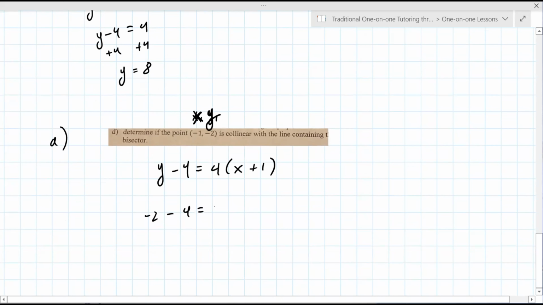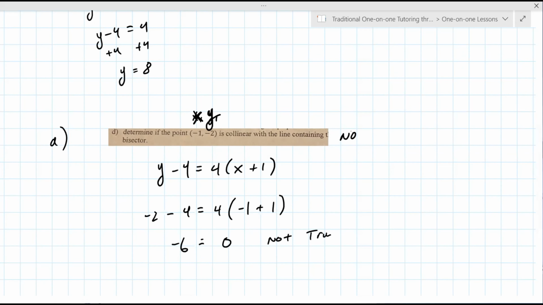So I guess -2 minus 4 equals 4 times parentheses -1 plus 1. Yes. And then -6 equals 0. Yeah, which is not true. So we would say no. Okay. And then is there anything else after that? That is it. Okay. It feels like a lot, but it goes a lot faster the next time around.